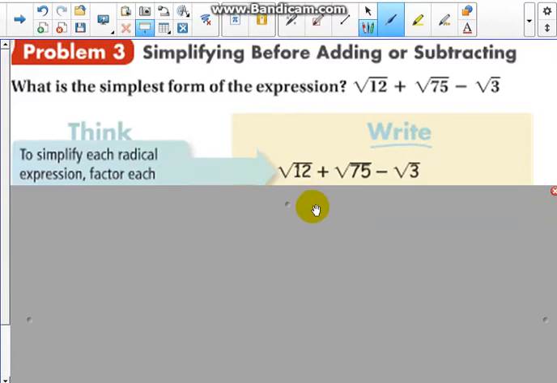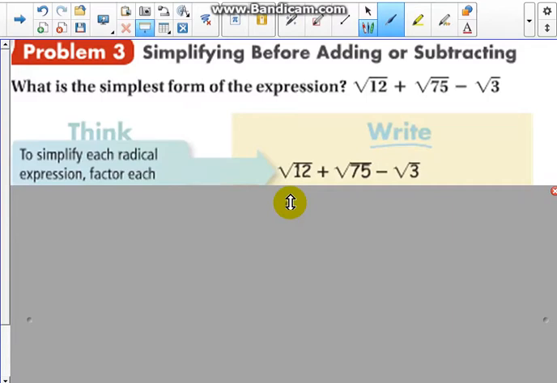Problem 3, simplifying before adding or subtracting. It says, what is the simplest form of the expression radical 12 plus radical 75 minus radical 3? Well, we can't just combine those because they're not like radicals. They all are square roots, they all have an index of 2, but the radicands are all different. So there's nothing we can combine here.